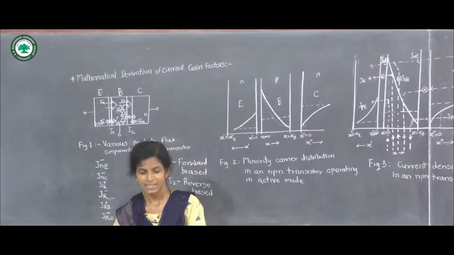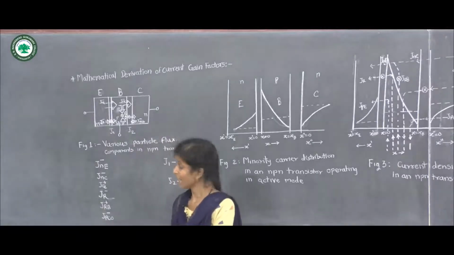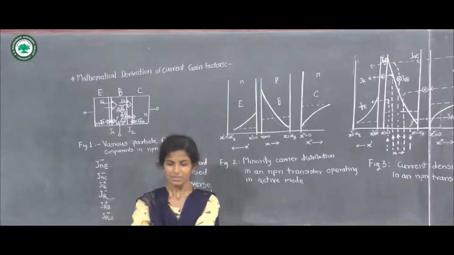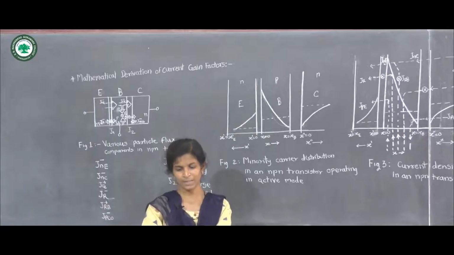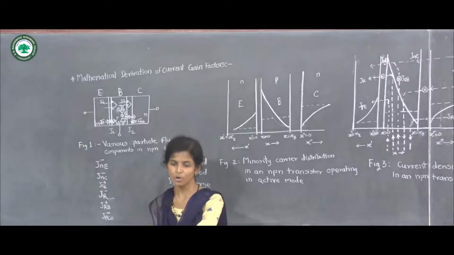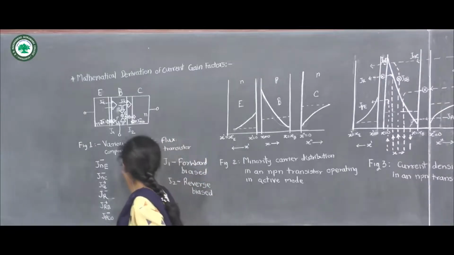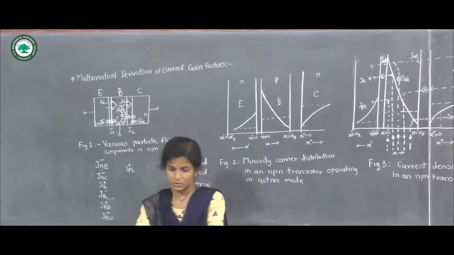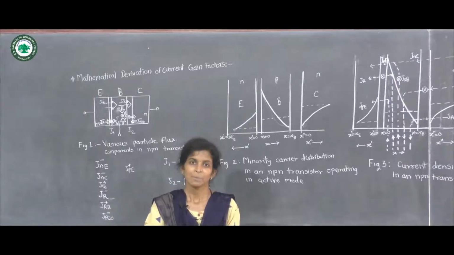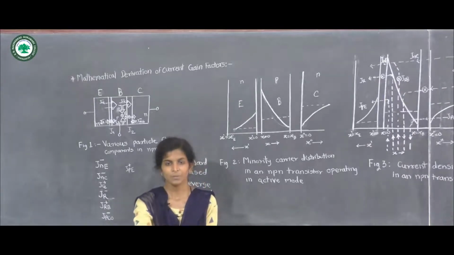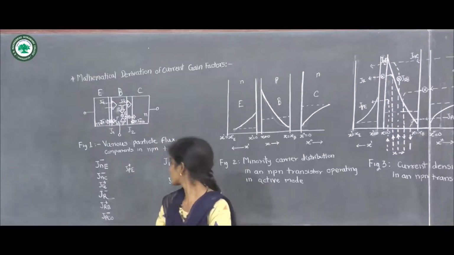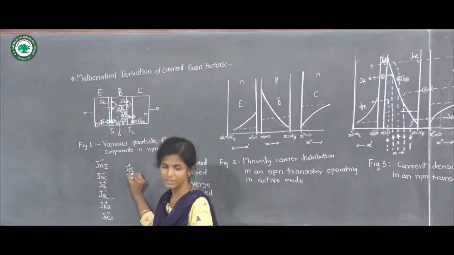The electron flux that reaches the collector is given by JNC minus. The majority carrier holes from the base that are injected back into the emitter result in the hole flux, which is denoted by JP plus. So JP plus is the majority carrier holes from the base that are injected back into the emitter, which results in the particle flux, that is JPE plus.